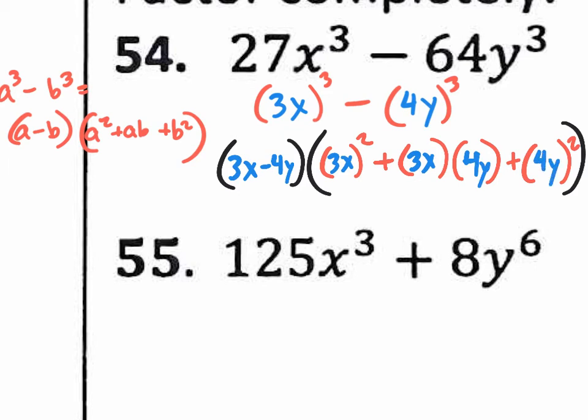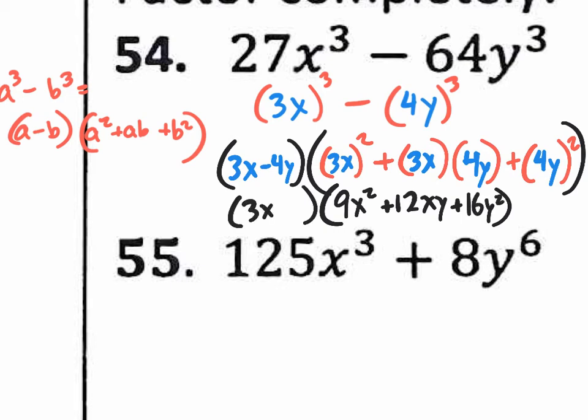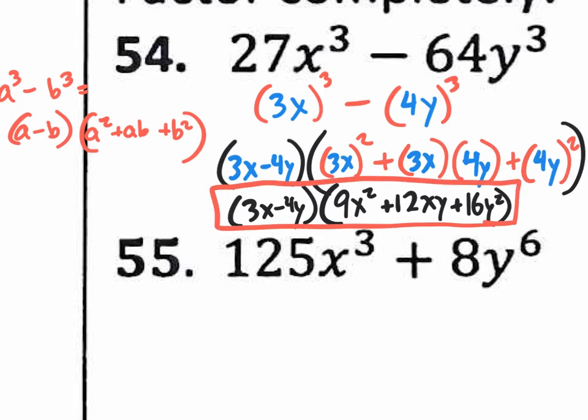So we need to simplify that trinomial. So the trinomial in parentheses will be 9x squared if you distribute the power of 2 to the 3 and the x. The middle term will be a plus 12xy, and the last term will be a plus 16y squared. And of course that binomial in the front doesn't change. So that's your answer for number 54. Binomial times a trinomial.